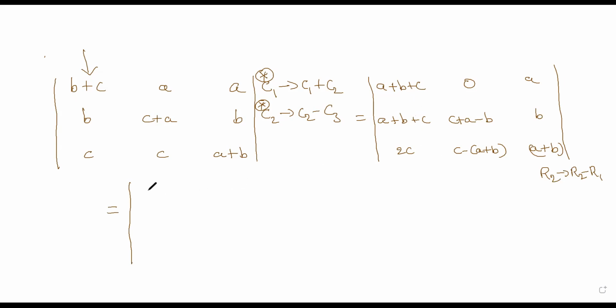So what I get is A plus B plus C is there. I have a 0, I have A. And again this one becomes 0, and C plus A minus B. And again I get B minus A, and then 2C, and C minus of A plus B. Then A plus B and A plus B.